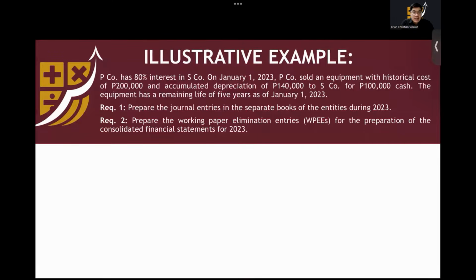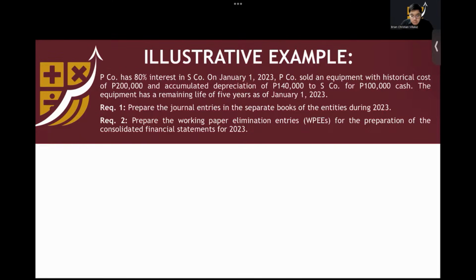Now, let us discuss the concepts of intercompany sales of fixed assets by using this illustrative example. Like I said in the first lecture video of intercompany sales, I want the students to understand what is happening so that they can understand the process. Okay? So P company has 80% interest in S company.